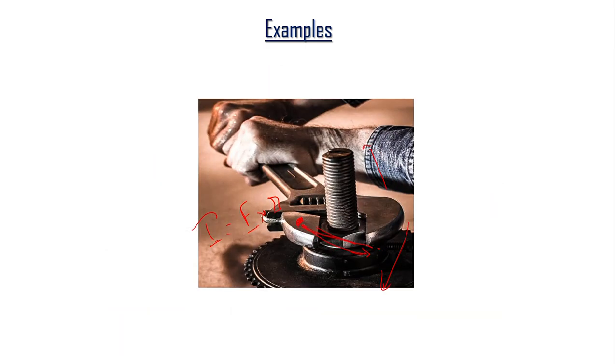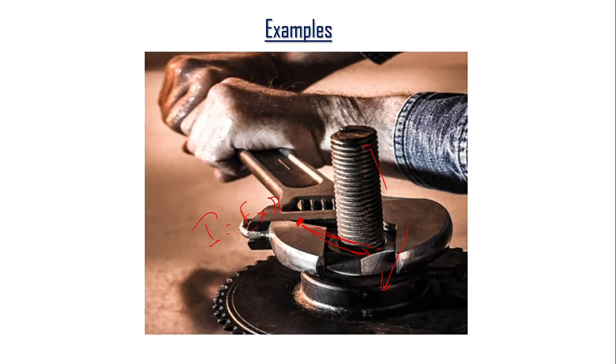Another example would be this spanner or wrench. The force has been applied in this direction, and this is the distance. So again, for torque, it is force into distance, and that will give us how much torque has been generated, how much rotation has been produced over here.